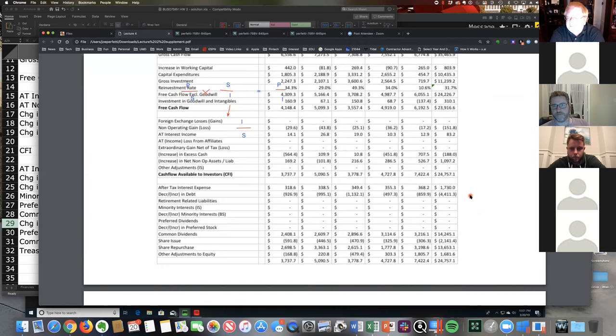How do we know? Positive free cash flow. Yeah. They had $24 billion of free cash flow and $25 billion of CFI. They clearly wanted to borrow that debt. This is discretionary debt. So we're about to see why they did in a second.